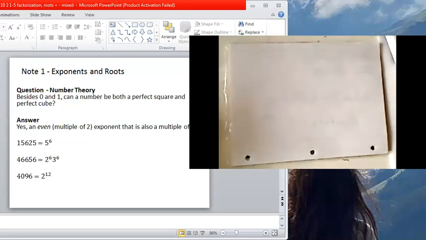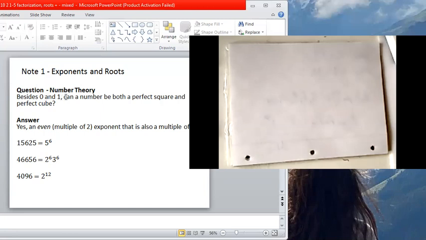Now this steps away from working with radicals a little bit, but it's related. There's a whole branch of math called number theory, which is about how numbers work and how they relate to one another. This is a number theory type question, because it's a question about the math of the numbers, if you like.